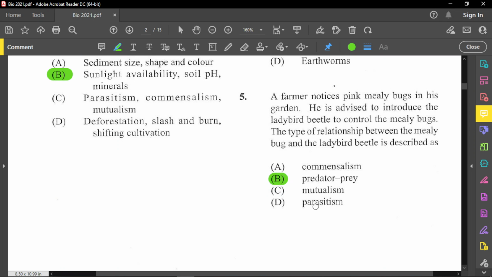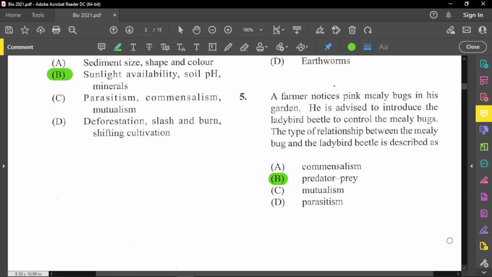Just want to point out parasitism in option D. Parasitism is not the answer because in this case, parasites will live within the host and will cause some harm to the host, especially causing diseases.